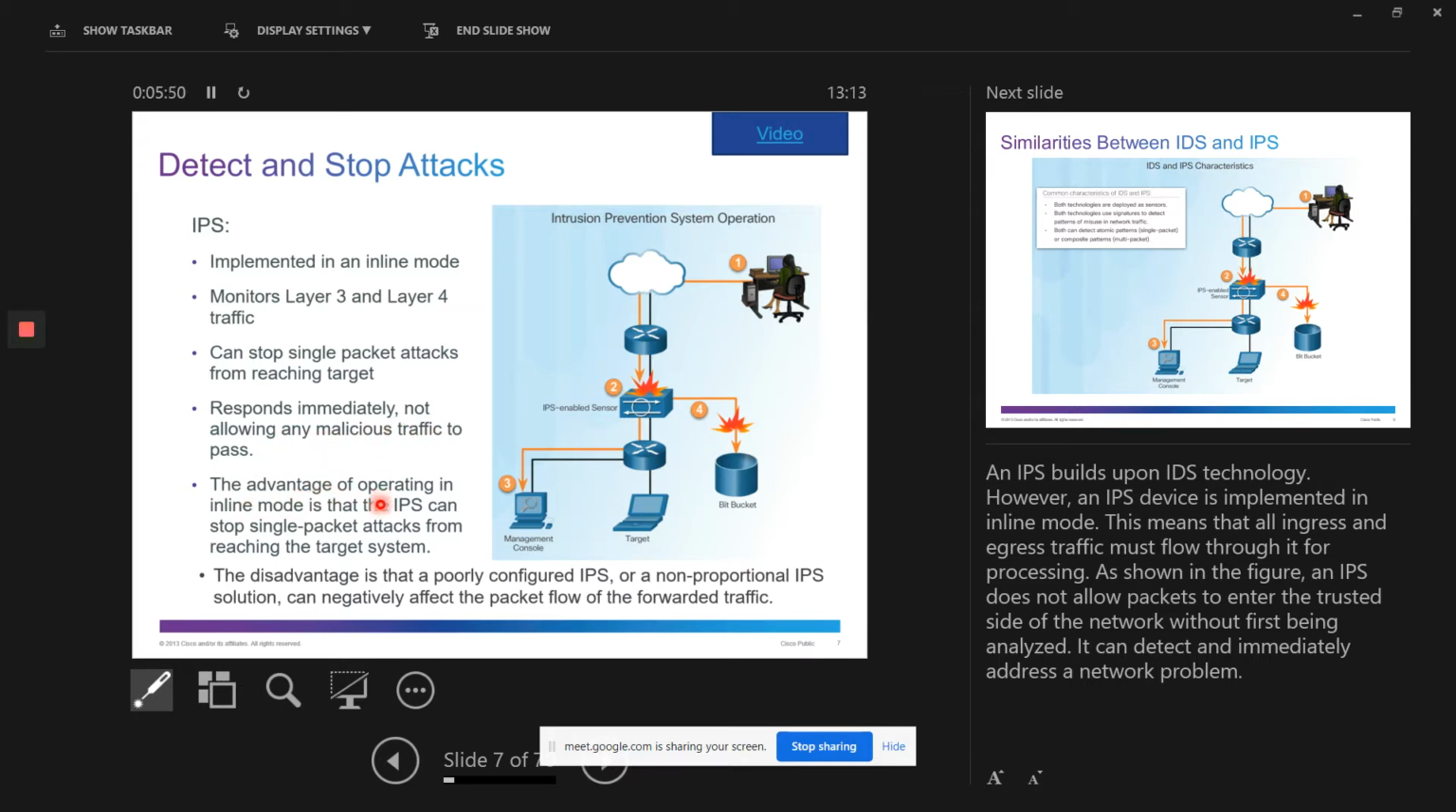The advantage, obviously, of operating in inline mode is that the IPS can stop a single packet attack. The disadvantage is that a poorly configured IPS or a non-proportional IPS solution can affect the packet flow of forwarded traffic. So both technologies have their advantages and disadvantages.